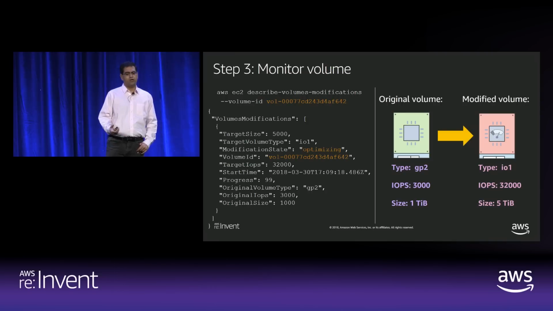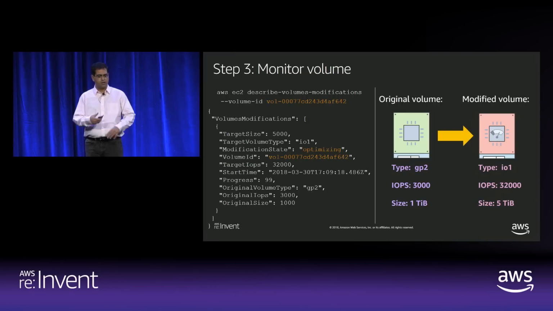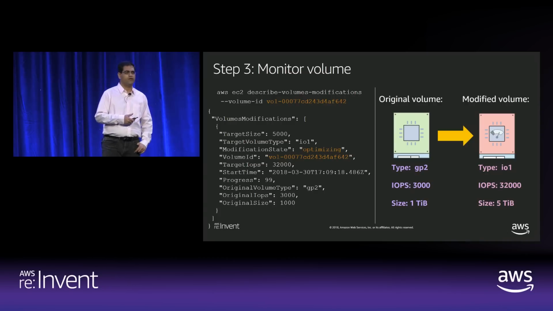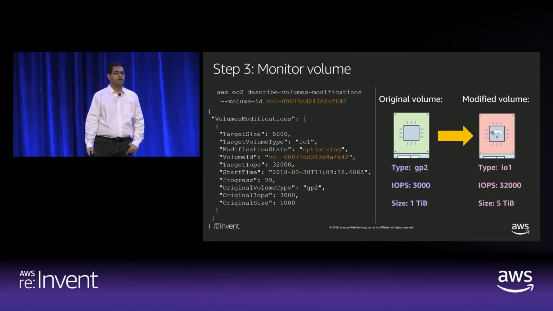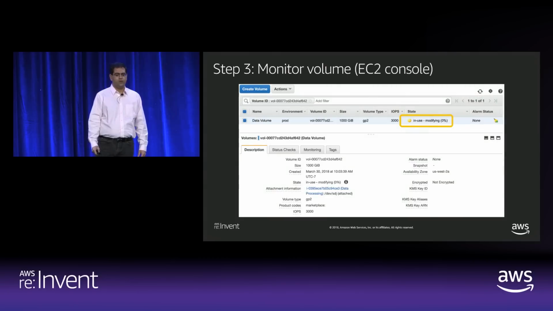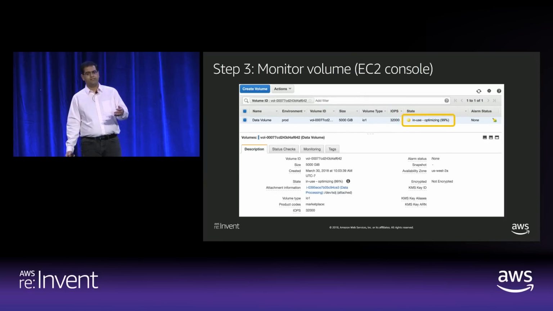What you then do is monitor your volumes. And the way you monitor, in this case, is with the describe volumes modification command. Two things that you look at is what's the modification state. In this case, it's optimizing. And that gives you the overall progress relative to where you are from an elastic volume standpoint. The UI, similar thing. You can go look at your in-use. It's modifying, it's optimizing, and then it's done.